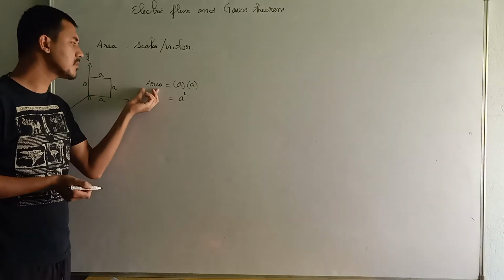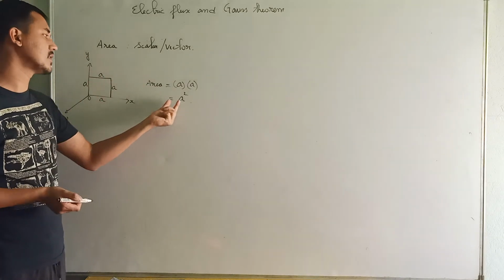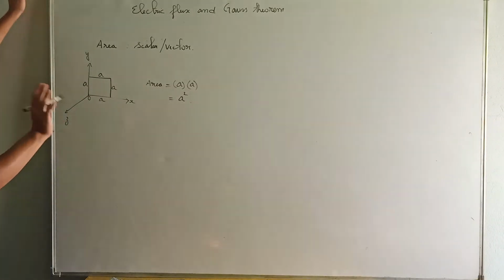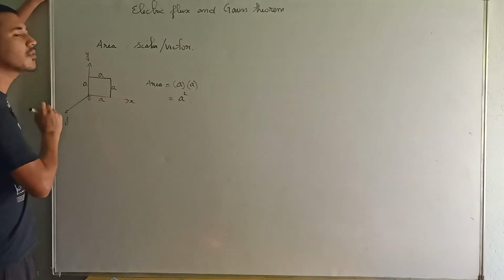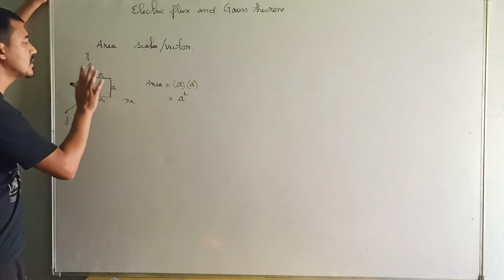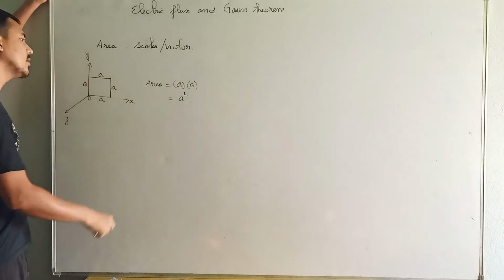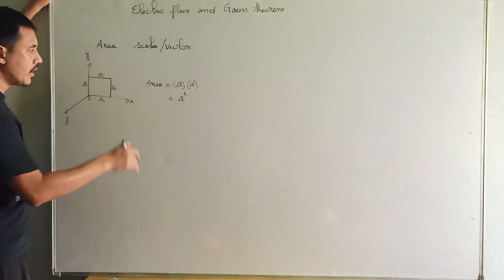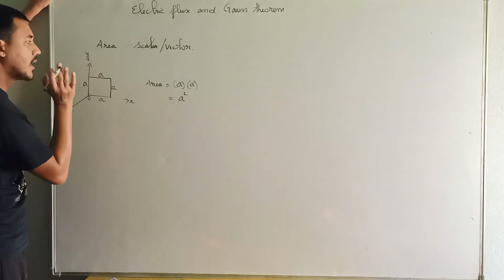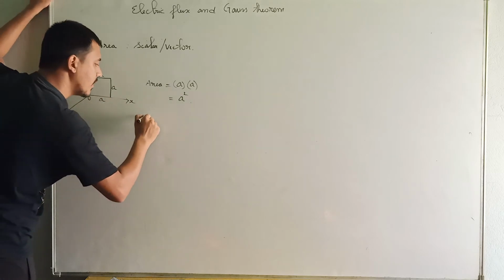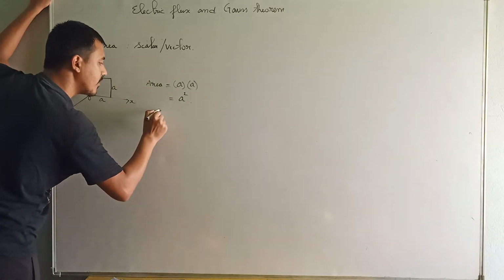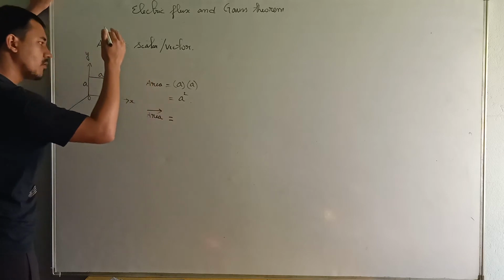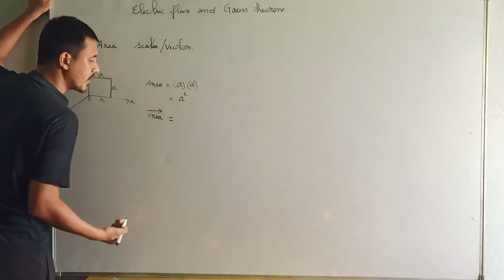But do you know actually how the area of a square comes as side square, or the area of a rectangle is given by length into breadth? Actually, area is not a scalar quantity, but a vector quantity. Area is a vector quantity and it always has a direction, so we call it area vector.